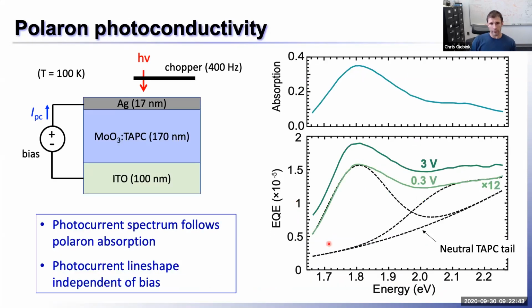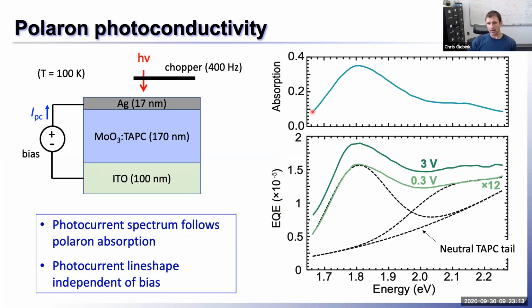So we started off with a control sample, which is nominally a half cavity. We start off with an ITO electrode on the bottom, 170 nanometers of moly oxide TAPC, and a semi-transparent silver contact. Then we bias this, and we measure the photocurrent synchronously that we detect from chopping monochromatic light. We're going to measure the photocurrent action spectrum, essentially. That's the external quantum efficiency that we measure for our photocurrent.